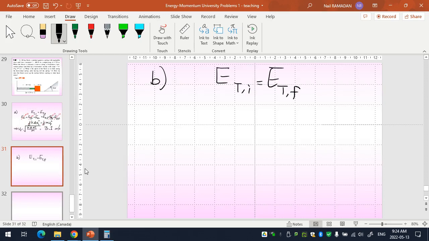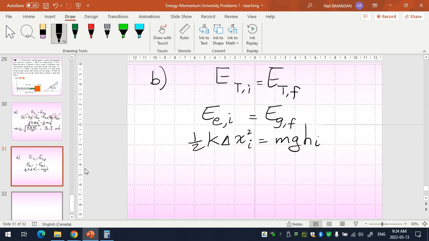So let's go back all the way to the beginning. I'm not going to bother you now with EK, EG, EI, and crossing out. We know which one's going to survive. Which one survived from the very beginning? E elastic. So E elastic must equal EG final. Okay, that makes it very easy. One half K delta X squared I equals mg HF.